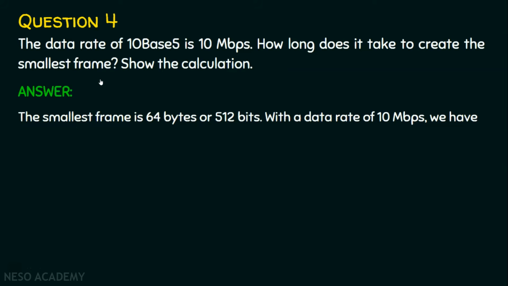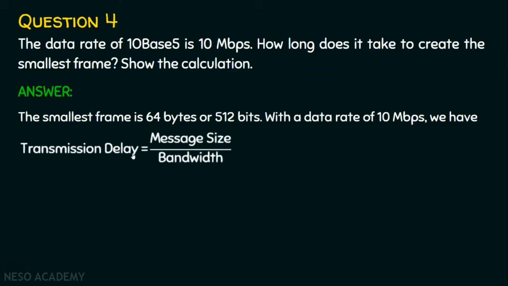It means the transmission delay. So the transmission delay is message size upon bandwidth. We know the message size is the smallest frame size, that is 64 bytes. In bits it is 512 bits. And we know the bandwidth, that is the data rate. Here it is 10 megabits per second. So I'm just substituting the message size and the bandwidth. Since the numerator is in bits, we will convert the denominator to be in bits per second. How to convert megabits into bits per second? Which is 10 power 6 bits per second.